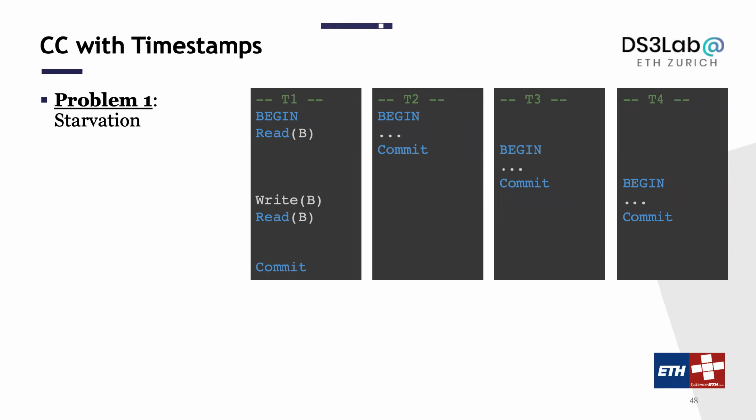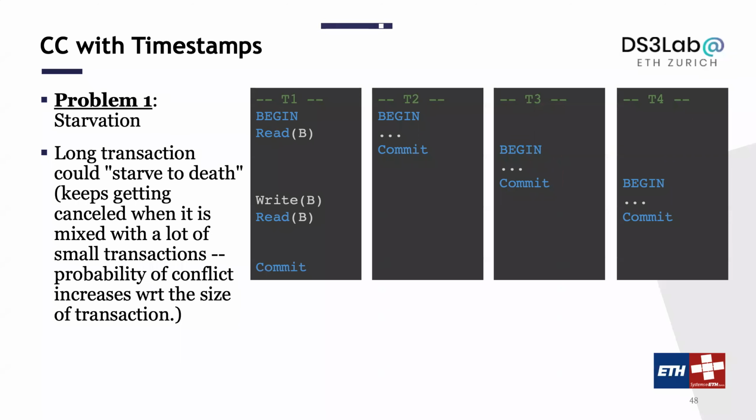And another problem is called starvation. So let's look at this example. I have 4 transactions: T1, T2, T3, T4. The difference is T1 is a very long transaction. It's going to run for a while, looking at so many different objects. T2, T3, T4 are very, very short transactions. They touch some object, commit, touch some object, commit.